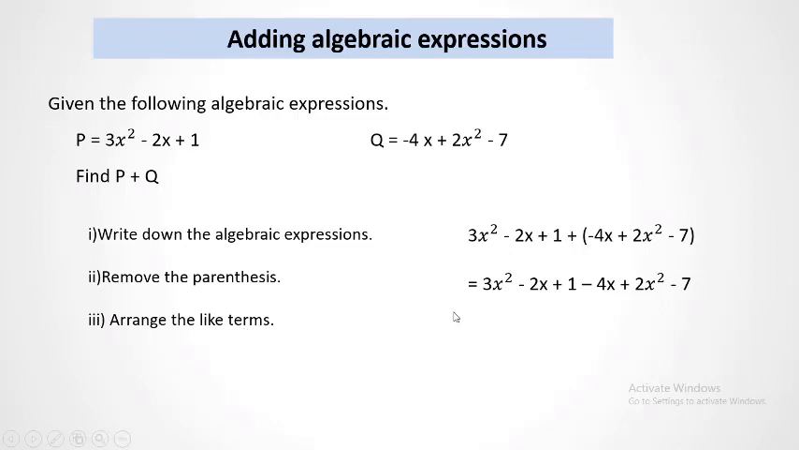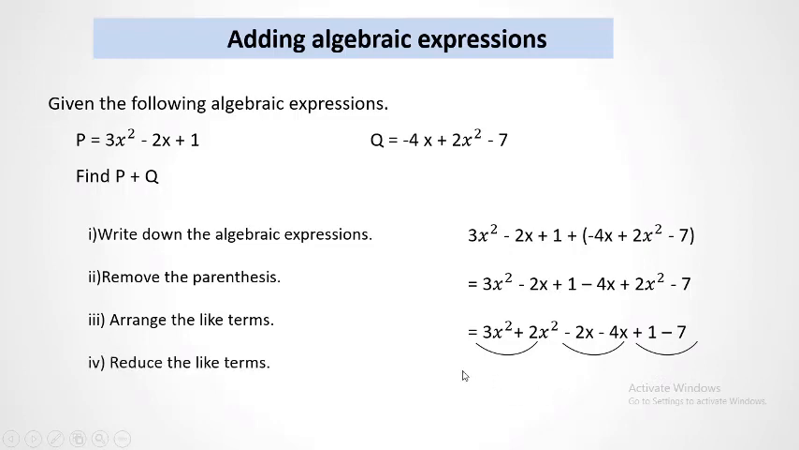Arrange the like terms. Where are the like terms here? We have 3x squared and plus 2x squared, they are similar or like terms. We have minus 2x and minus 4x, two like terms. And plus 1 and minus 7. Then we write them in order, arranging the similar terms together.